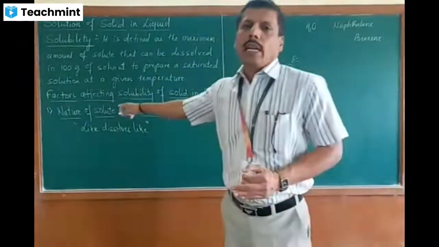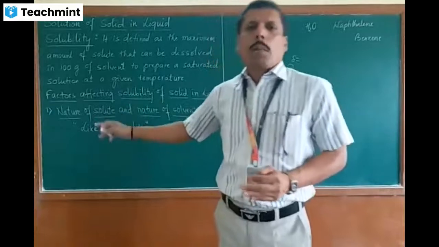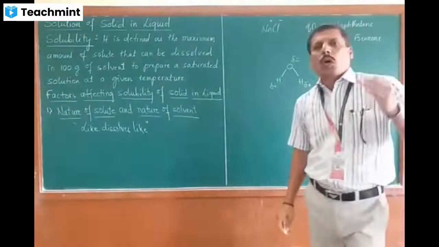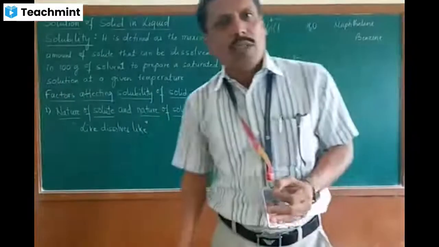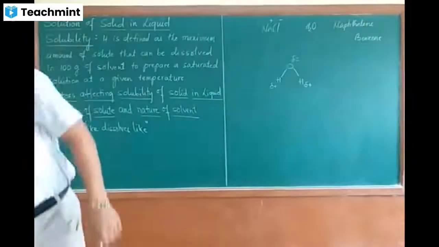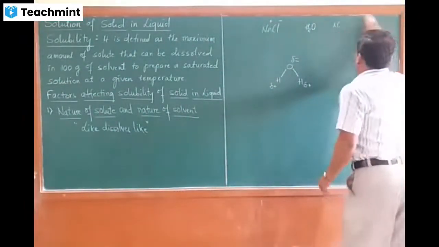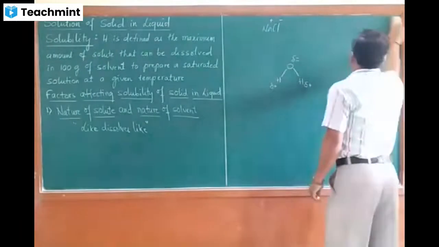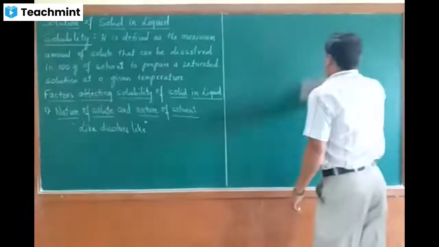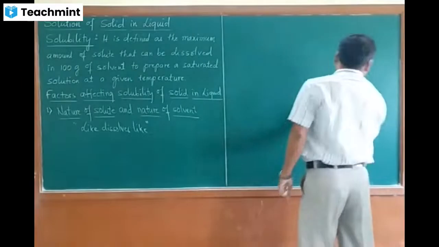First factor is nature of solute and nature of solvent. In that we are going to write the proverb: like dissolves like. It means polar solutes are soluble in polar solvents and non-polar solutes are soluble in non-polar solvents. Example, sodium chloride is soluble in water and naphthalene is soluble in benzene. And here sodium chloride is not soluble in benzene and naphthalene is not soluble in water.